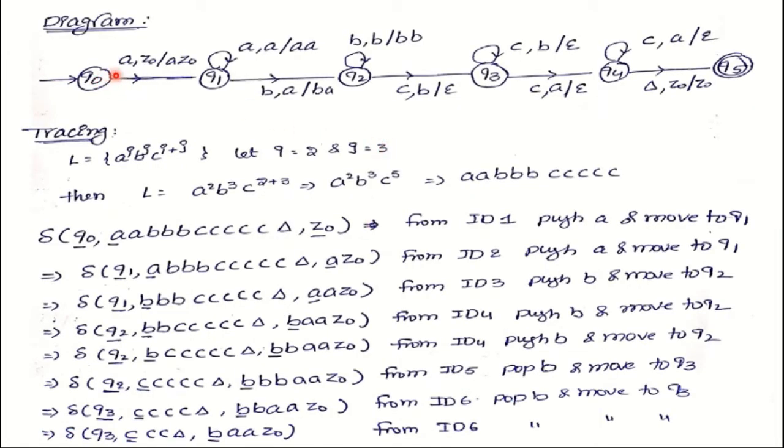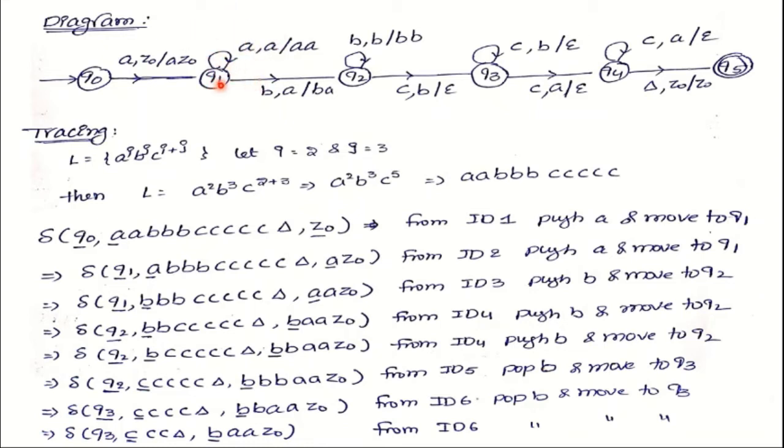From the initial state, when the input is A and the top of the stack is Z0, perform the push operation. After that, we can push any number of A's into the stack. That's why, when the input is A and the top of the stack is A, perform the push operation and go to the same state. Here I number of A's can be pushed: the first A is pushed and we go to Q1, and from here the remaining A's can be pushed into the stack.